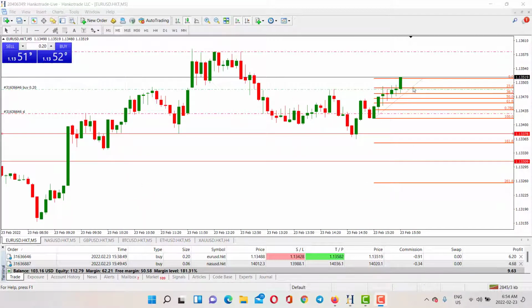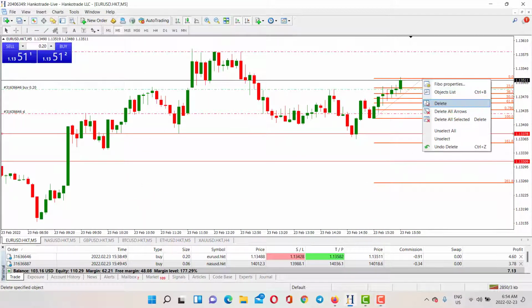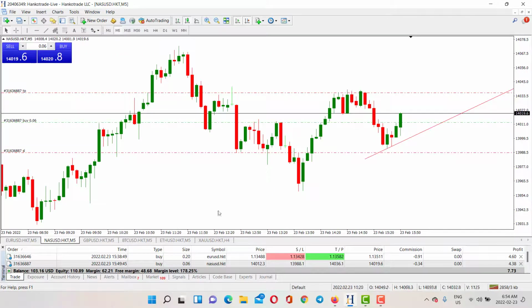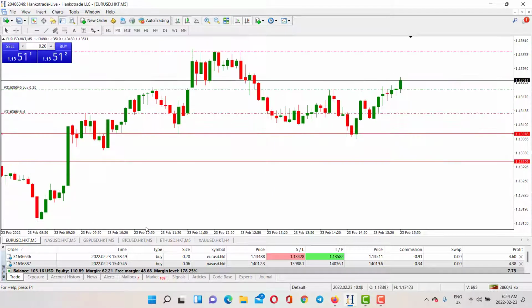Okay guys, as you can see, so far so good. I'm going to remove this level so you can see where I entered. I wish that I could enter, like, 2 pips earlier, but they're both doing good. It's gonna be good profit for today.